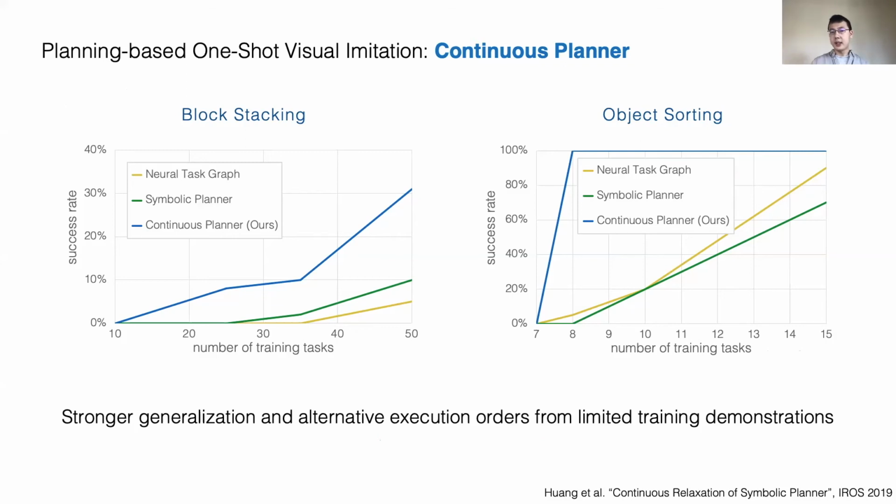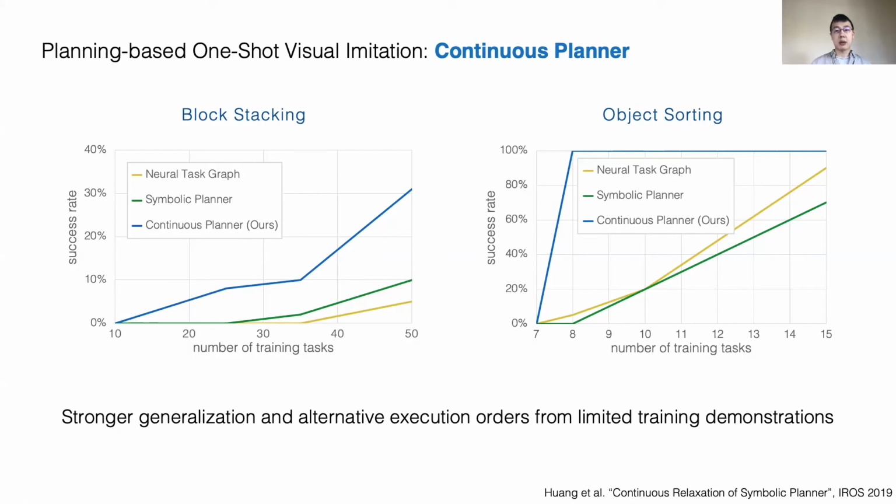So we test this new continuous planner in two domains, the same as our NTG work. One is block stacking, another is object sorting. The yellow line shows the baseline results from the neural task graph. The green line shows a discrete symbolic planner by quantizing the symbols using Markov logic network. And the blue line is our continuous planner. We show that by using this planner, it achieves very strong generalization results in both domains.